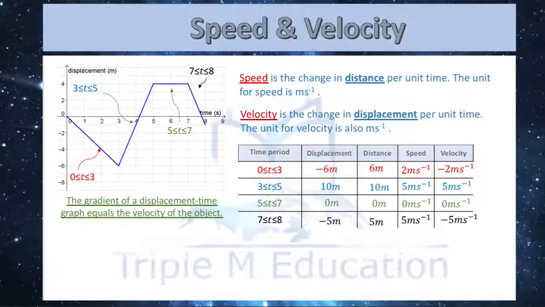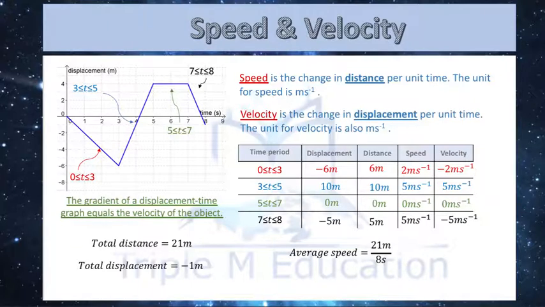Now notice that the total distance covered in the 8 seconds of time is 21 meters. However, your total displacement after 8 seconds is only minus 1 meter. That means after the 8 seconds, you end up 1 meter away from your original position. That has a tremendous impact on the values of our average speed and average velocity.